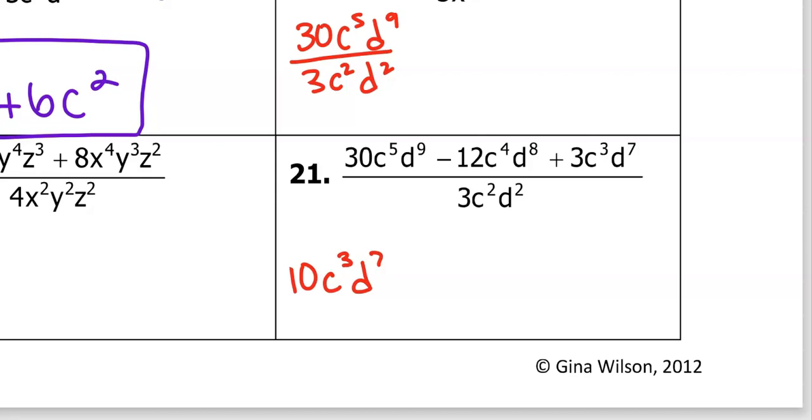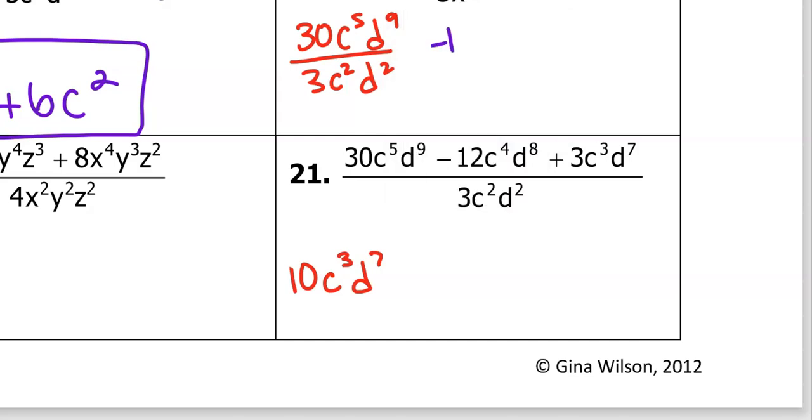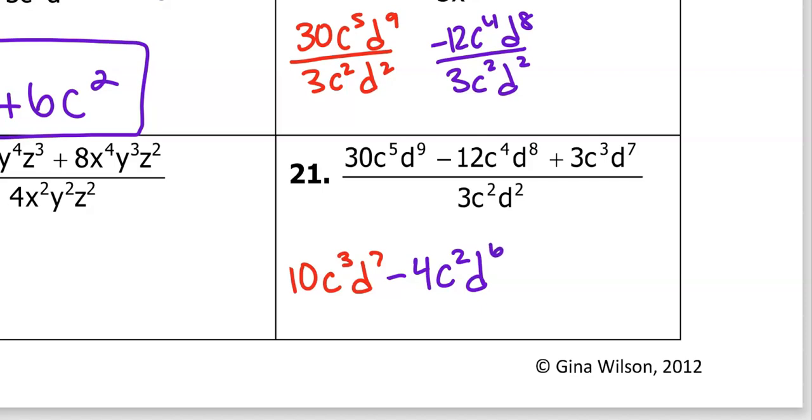All right, my middle piece. This color. So we have negative 12C^4D^8 divided by the same common factor of 3C squared D squared. So negative 12 over positive 3. Negative 4. It should be C^2. It'll be D^6. Nothing was negative, so I didn't have to drop anything down.